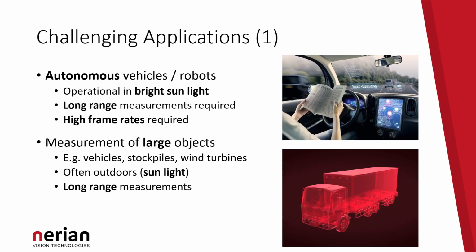Now, there are certain applications for which these limitations pose a significant problem, and I tried to collect some of these applications on this and the following slide. So first, there are autonomous vehicles or autonomous mobile robots that need to operate outdoors and thus are in contact with bright sunlight. Particularly for autonomous vehicles, they also want to perform long-range sensing in order to react early, and also sense at a high frame rate in order to have a fast reaction time.